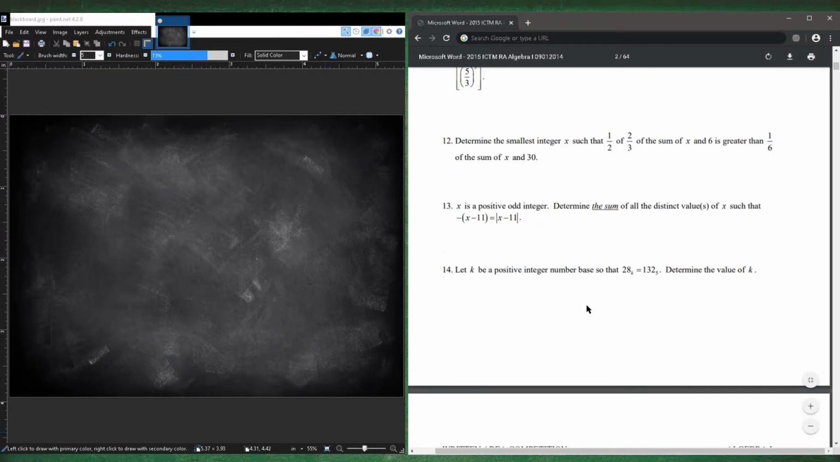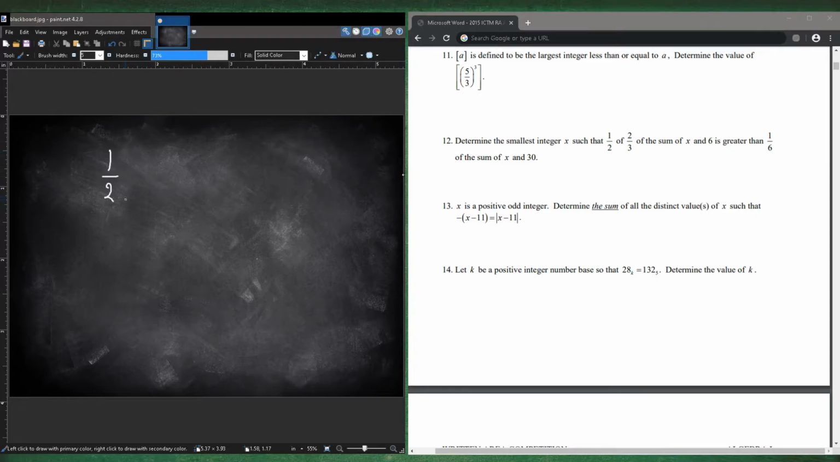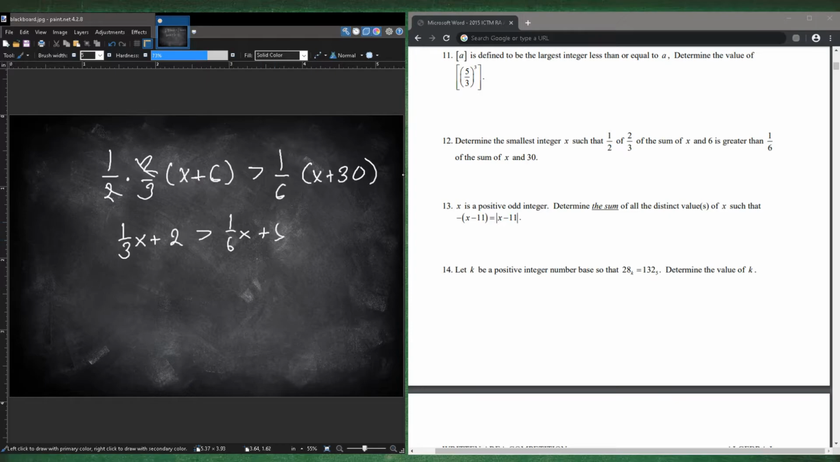Determine the smallest integer x such that 1/2 of 2/3 of the sum of x and 6 is greater than 1/6 the sum of x and 30. So 1/2 of 2/3 the sum of x plus 6 is greater than 1/6 the sum of x and 30. Okay, so simplifying that out, this 2 cancels with this 2, so that's just 1/3. So 1/3 times x is 1/3 x. 1/3 of 6 is 2. It's greater than 1/6 of x is 1/6 x. And 1/6 of 30 is 5.